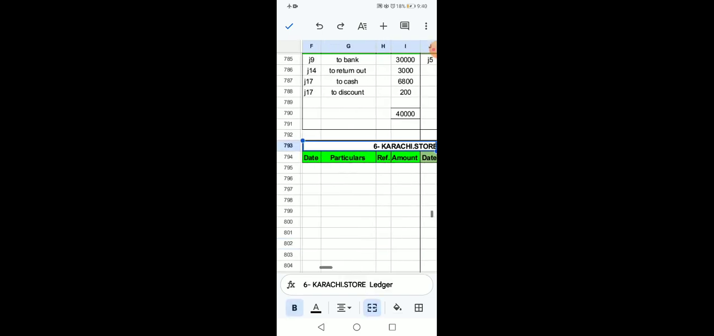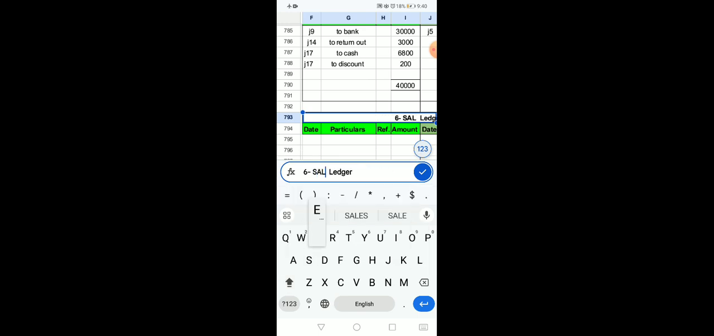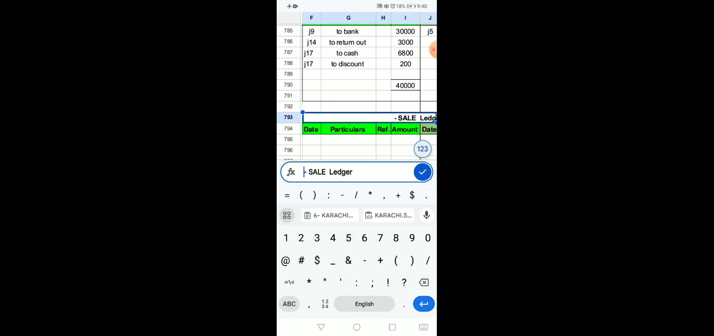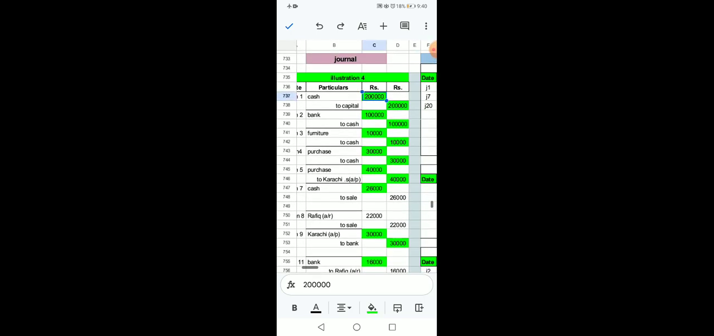I'm taking headings from the previous ledger and writing the same for next ledger. Changing the title, instead of Karachi you are going to write sale ledger. Number you are going to change, it's 7th ledger. Remaining you can see everything is same, except we are now focusing upon sale only. First entry, as you have seen that all entries are turned green, that means they have already been posted, so we need not be attentive to these entries.